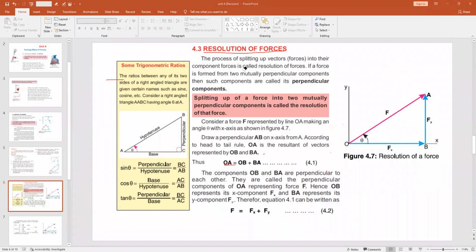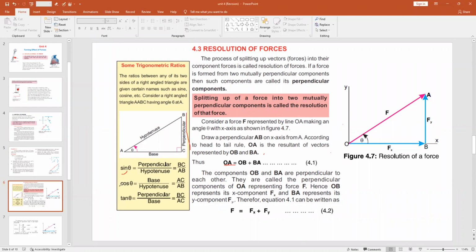So there's some side information, some trigonometric ratios. First of all, we have to know what the trigonometric ratios are. If you see the right angle triangle, the ratio between any two sides is known as a trigonometric ratio. In a right angle triangle, there are three ratios. One is sine theta. Sine theta is perpendicular over hypotenuse. Here the perpendicular is BC and the hypotenuse is AB, so we can write BC by AB.